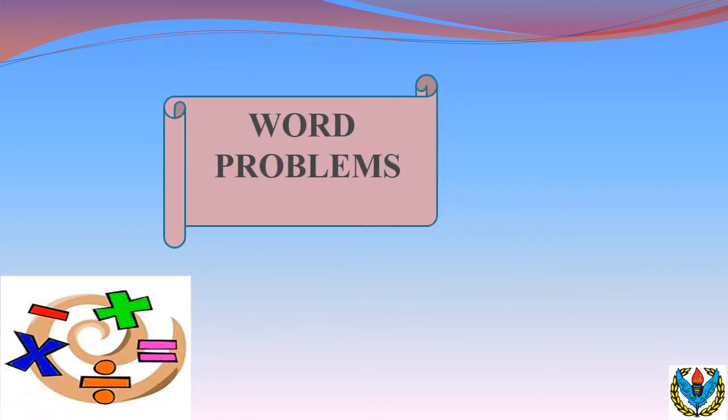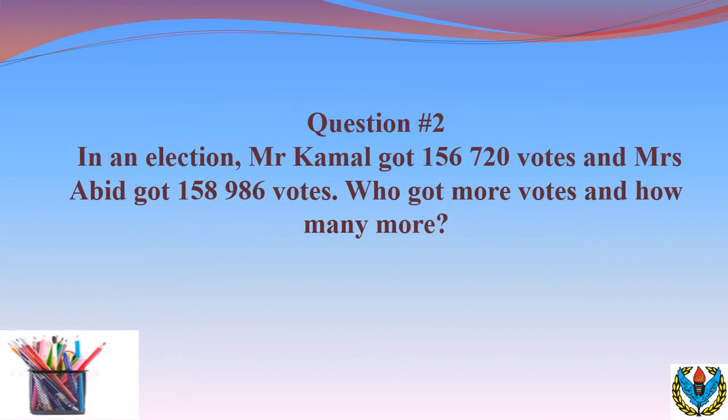Now we will do the word problems related to our topic of subtraction from exercise 1B. Question number 2. In an election, Mr. Kamal got 156,720 votes and Mrs. Abid got 158,986 votes. Who got more votes and how many more? In this question, we are required to find out which person has more votes and how many more. And for such comparison, we always use subtraction.